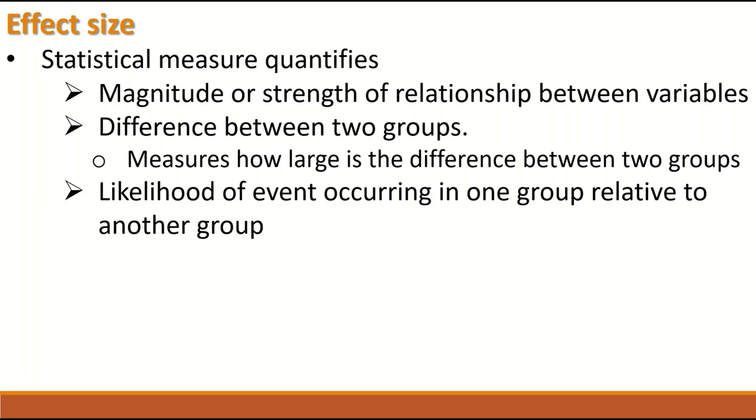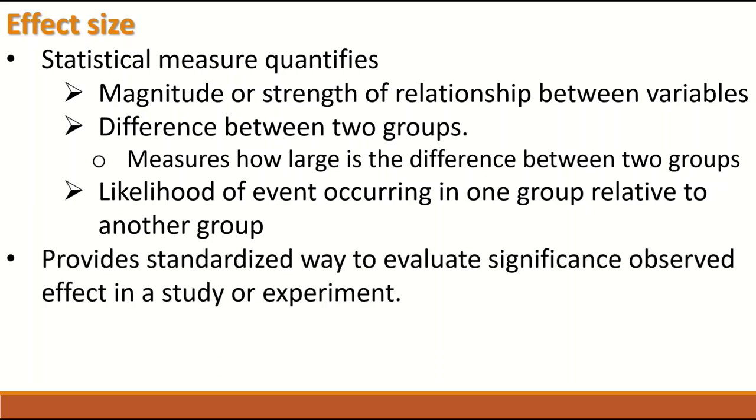When the outcome is categorical or dichotomous, the likelihood of an event is estimated, which is the odds ratio, and that can represent the effect size. So the effect size provides a standardized way to evaluate a significant observed effect in a study or experiment.